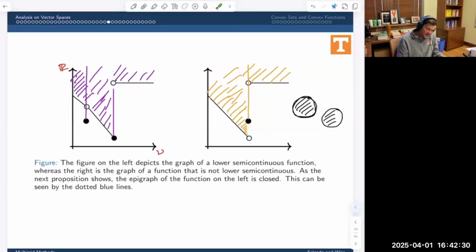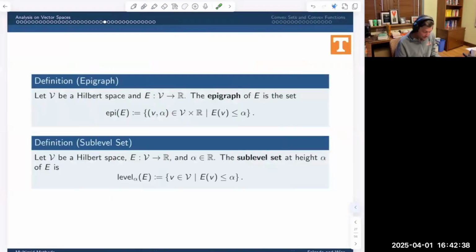It turns out this epigraph is closed. This epigraph is not closed. We'll get there in a second. But in any case, that is the epigraph of those particular functions. Here's how it's defined generally. It has to be the set of all points v and alpha in v cross R, such that E of v is less than or equal to alpha. All right, that's the epigraph.